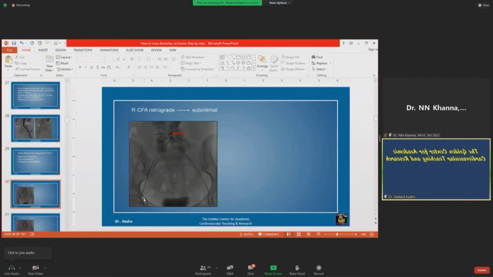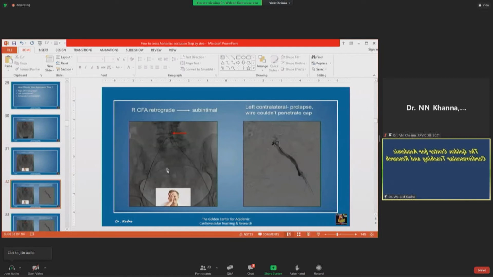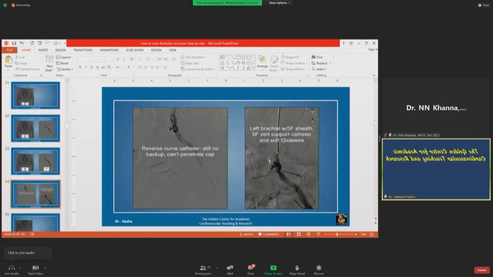So we put, under ultrasound guidance, a sheath in the right common femoral artery, and we tried to go retrograde, but it went subintimal. So it wasn't successful. So we tried from the sheath from the left side and tried to enter, but there was no adequate support. So we could not penetrate the cap of the total occlusion. So we tried to use a reverse Kerr catheter with this tip, still no backup, and we could not penetrate.